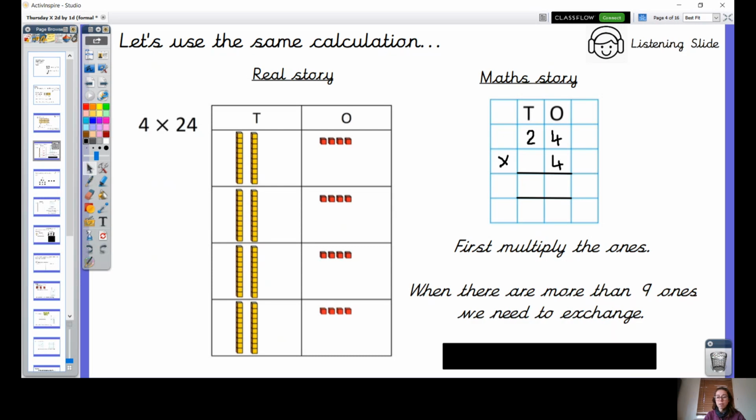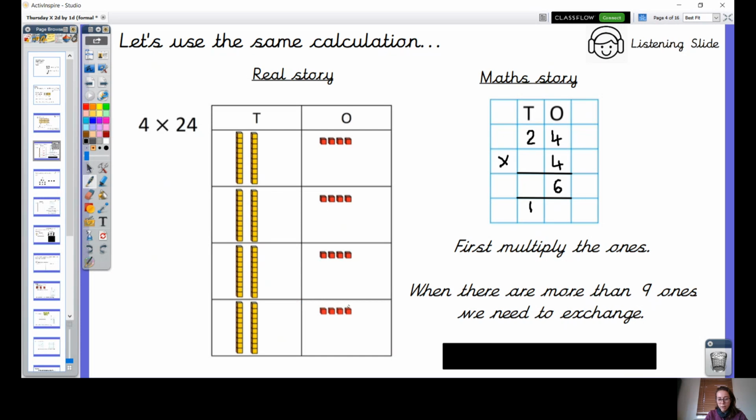Now, when there are more than 9 ones, we need to exchange. And I'm hoping you're going to have remembered that from when we've done formal written method before with maths. When there are more than 9 ones, we need to exchange. So I can't have my 16 all in the ones column. I've actually got a 10 in there, haven't I? So I'm going to write it like this, exactly how we would have done it with our formal written method in addition or subtraction. And let me show you what's happened here.